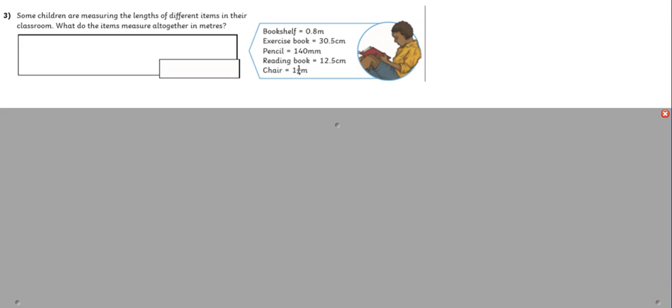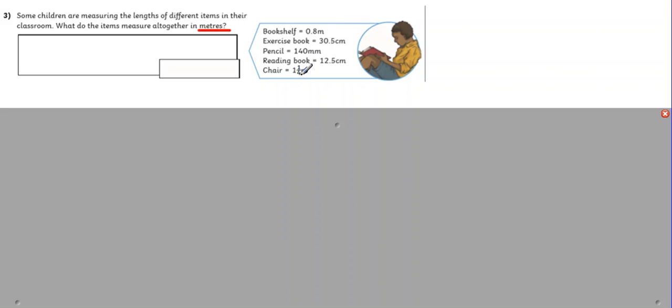Slightly different this time. So we're looking at measure. So some children are measuring the lengths of different items in their classroom. So what do the items measure all together in metres? So this time we want our answer in metres. So we've got a bookshelf measuring 0.8 metres, an exercise book measuring 30.5 centimetres, a pencil measuring 140 millimetres, a reading book measuring 12.5 centimetres, and a chair measuring 1¼ metres.